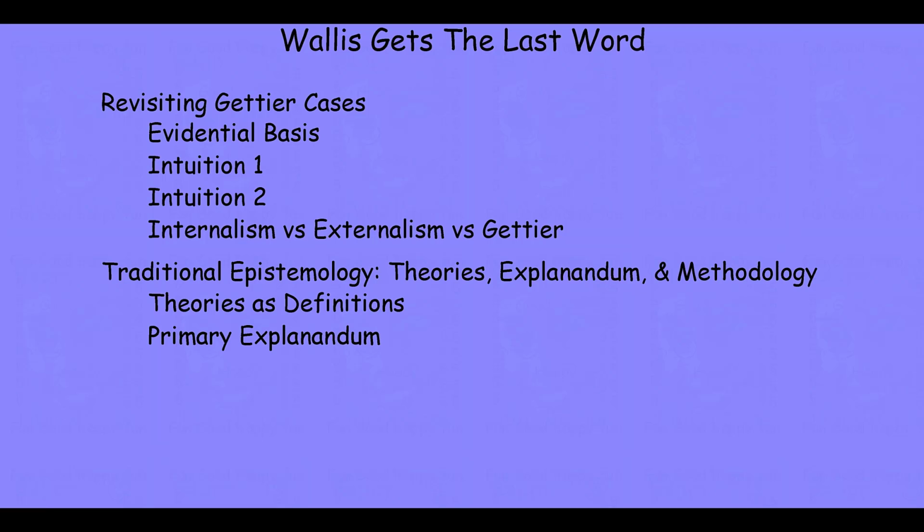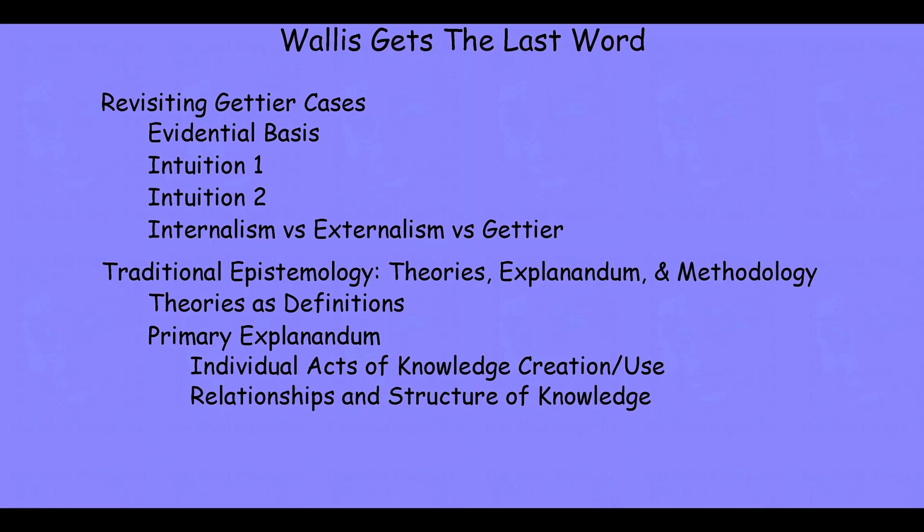We'll note, too, that the primary explanandum, the phenomenon that epistemologists focus most of their attention upon, the things that they want most fundamentally to explain, are individual acts of knowledge creation, forming beliefs in isolated contexts for specific reasons. There's a secondary emphasis on isolated use of knowledge in certain circumstances, for instance, using knowledge to categorize objects. There's also a secondary emphasis on the evidential relationships between individual beliefs within an overall knowledge structure, and these are the primary phenomena that epistemologists seek to understand and explain using their definitional theories of knowledge.